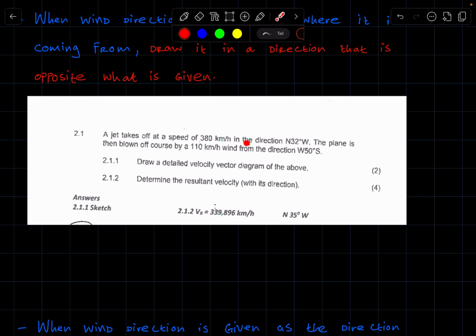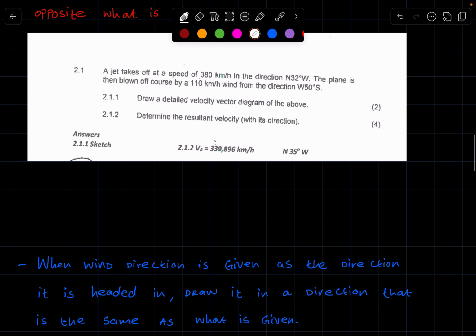So if the wind is coming from this direction, it means it is headed in a direction that is opposite this one. It's coming from west 50 south. That means it is going in a direction opposite this one: opposite of west 50 degrees south.